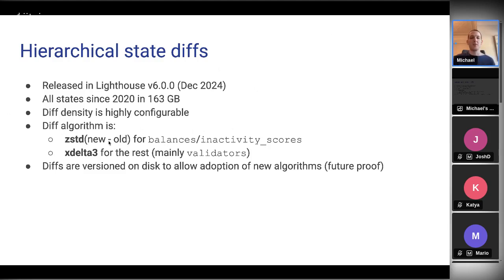If your balance changes by +1, then the diff will be +1. If it changes by -1, then the diff will be -1. That gives us this vector of differences, which are probably quite repetitive because balances change in similar ways for validators. If everyone's getting the same reward, then this vector is just going to be the same number over and over again. And then we run that through a compression algorithm, Zstandard.